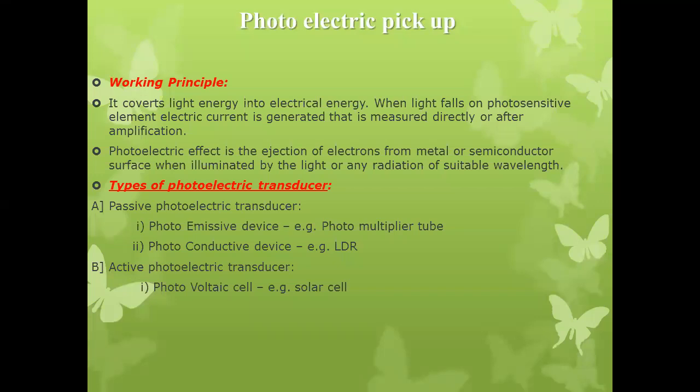We remember that whenever a polished metallic surface or some semiconductor material, for example silicon, is exposed to light energy, there is an ejection of electrons from the surface of the metal or semiconductor. Those electrons constitute an electric current, because we know that whenever there is a flow of electrons in a conductor, it forms an electrical current.